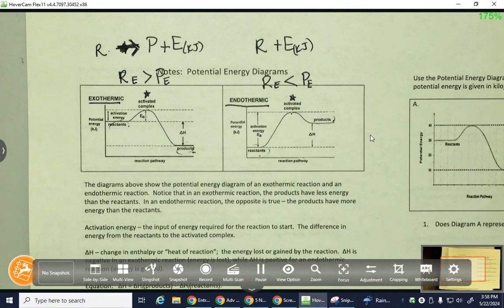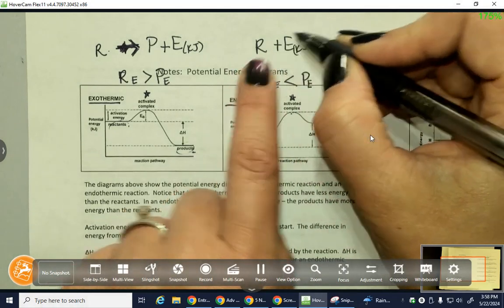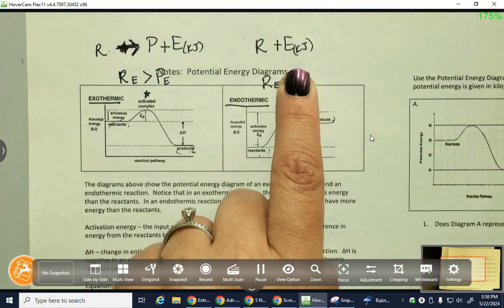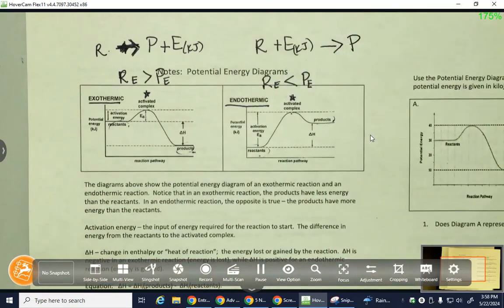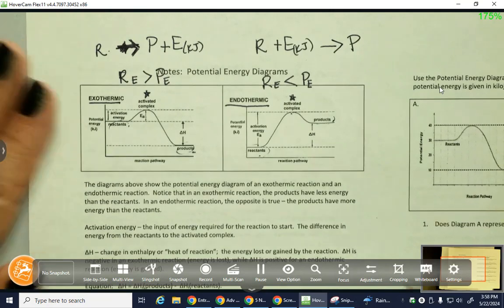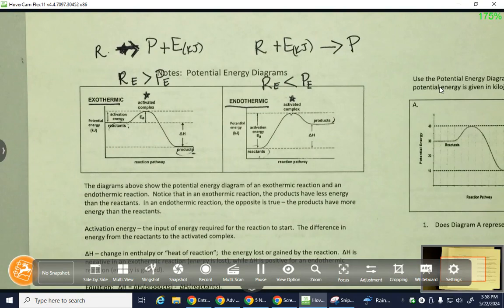The point of all this is I need you to be able to recognize whether we have an endothermic or an exothermic reaction. Is energy being released or absorbed? Here we would have a reactant with some energy, because it needs the energy to keep going, and that makes our product, with nothing in the products. We're ending higher.